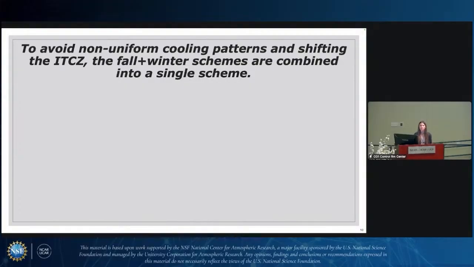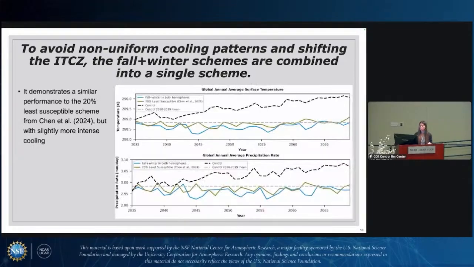which MCB is deployed for each month of the year and for 6 months of the fall and winter in either hemisphere. And we find the fall plus winter in both hemisphere scheme and 20% least susceptible scheme from Chen et al. 2024 demonstrate a similar performance to one another, both maintaining the present-day global annual average surface temperature and precipitation rate relatively well throughout that 35-year simulation, albeit with slightly more intense cooling from our combined scheme.